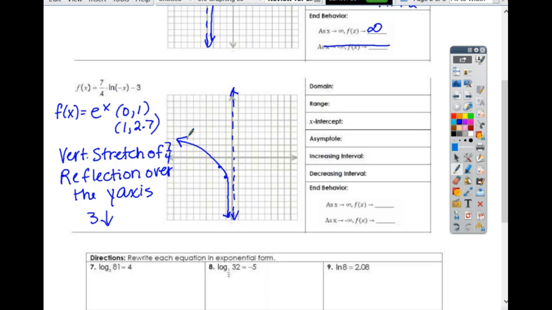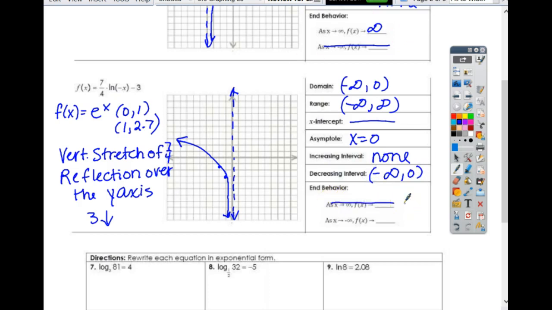So that gives me a domain of negative infinity to 0, a range of negative infinity to infinity. The asymptote is at x equals 0. There's none on the increasing. The whole thing is decreasing. As x goes to infinity, well, x doesn't go to infinity. As x goes to negative infinity, it goes to positive infinity.